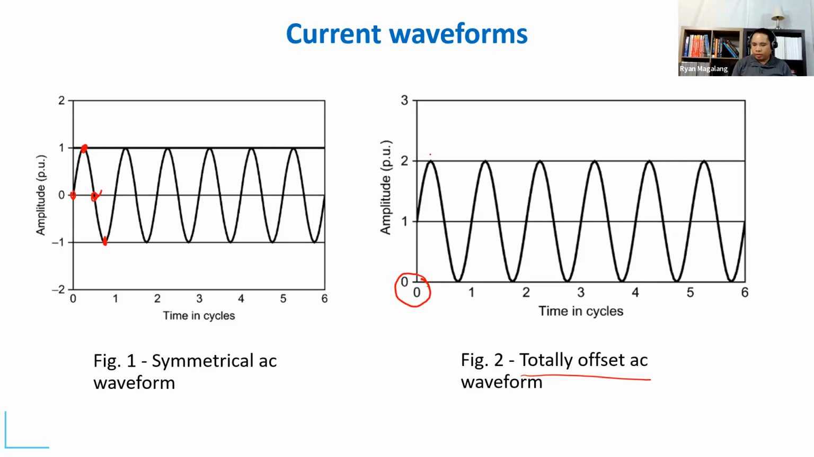Why are we showing this? This is related, as we will see later on, to the XR value of the fault. The higher the XR value of the fault tends to create a higher offset in the waveform, and we will see the formula for why that is.